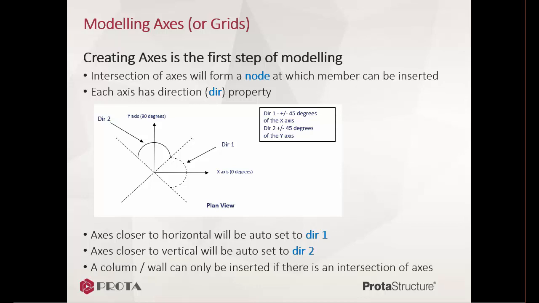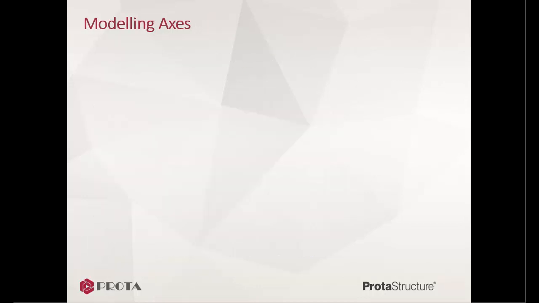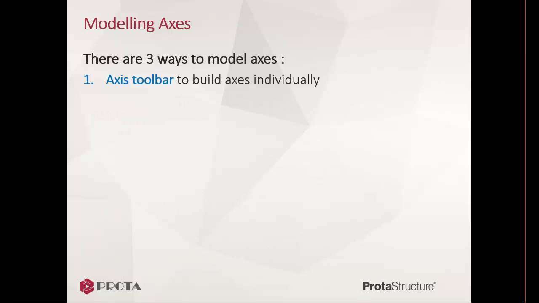A column or wall can only be inserted if there is an intersection of axes. There are 3 ways to model axes. Firstly, you can use the Axis tool to build axes individually. Draw axes by clicking on the modeling screen.